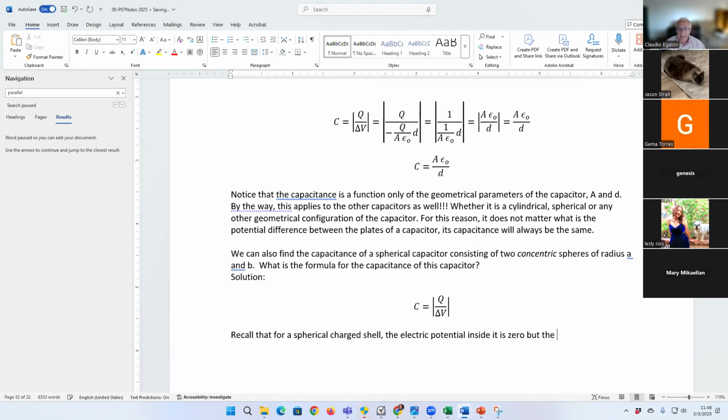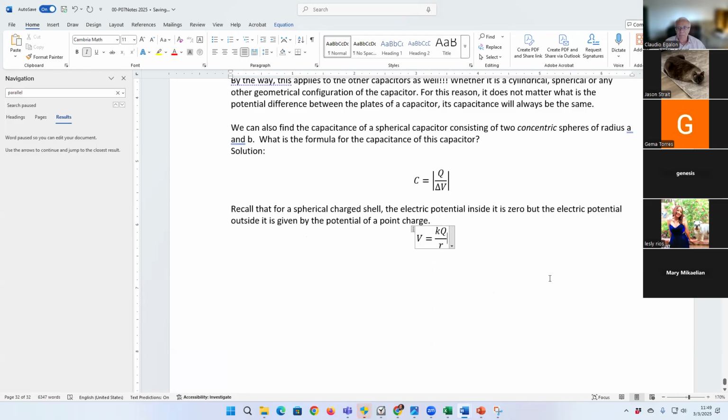But the electric potential outside it is given by the potential of a point charge, right? A point charge is just a very small sphere, right? Do you agree with me? So here you go. The electric potential of a point charge is going to be given by KQ over R, right?